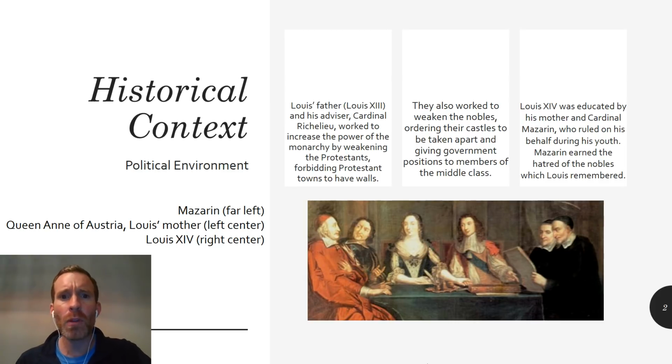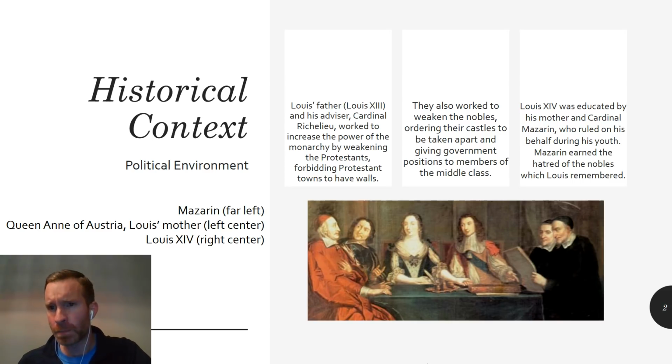Apart from that, Louis XIII and Richelieu are working to weaken the nobles, doing things like ordering castles to be taken down. Instead of giving government positions to members of the nobility, they're giving them to members of the middle class. So France, if you guys recall, a long time ago, we had talked about feudalism. And France is feudal at this time, but that's starting to change. As you see here, the powers of the nobility are weakening, and the king doesn't really need to rely on them for their services as much as earlier kings would have.